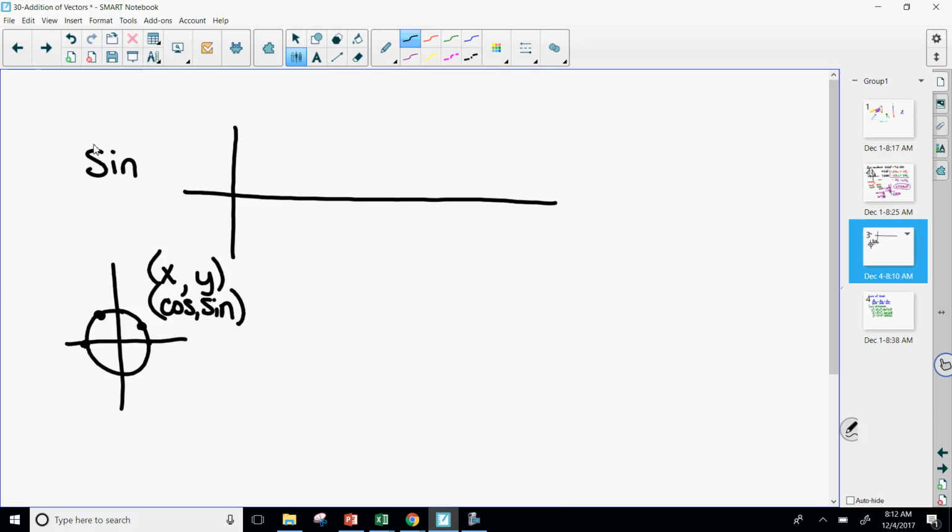So I think one question that we had was, what was the sine of 180 degrees? Find 180 degrees. Sine is the y value of that coordinate point. That coordinate point is -1, 0. So the sine of 180 is 0.